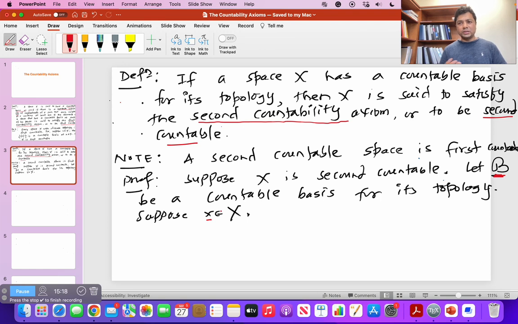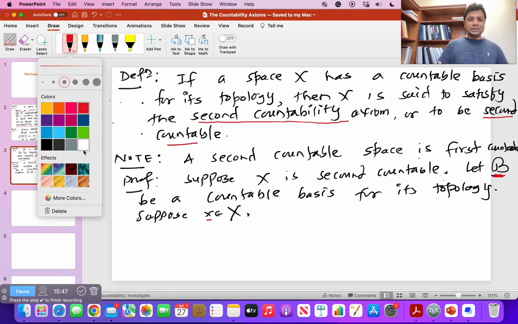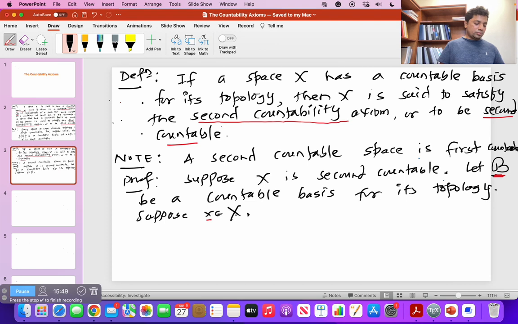If there is more than one element containing x in script B, then we can take all of them, and the resulting collection is obviously going to be countable, because script B itself is countable. It has a countable number of elements. So if you take a subset of a countable set, then the result is obviously going to be countable. That's how we can find the countable basis for x at each point.